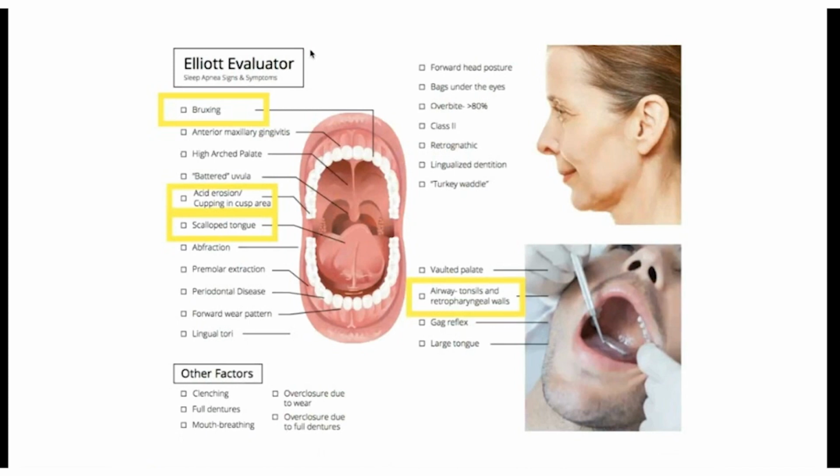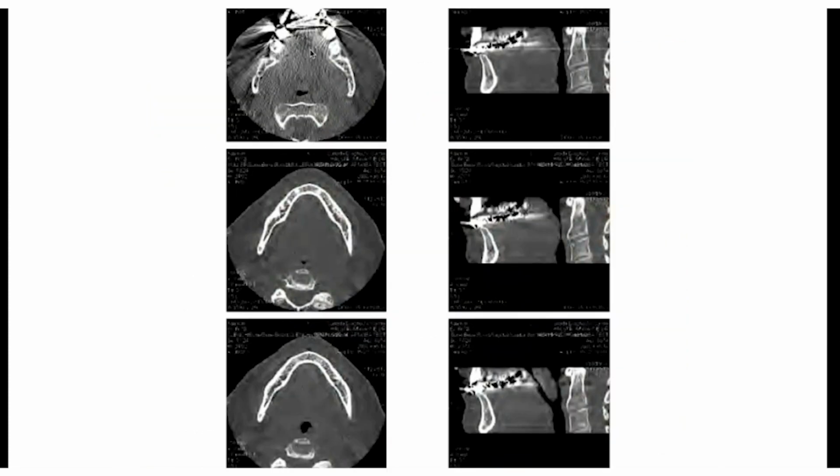And then what does their airway look like? Do they have a small, narrow, floppy airway with a battered uvula, or is it wide open and stiff? Does it collapse is the other thing I look at.